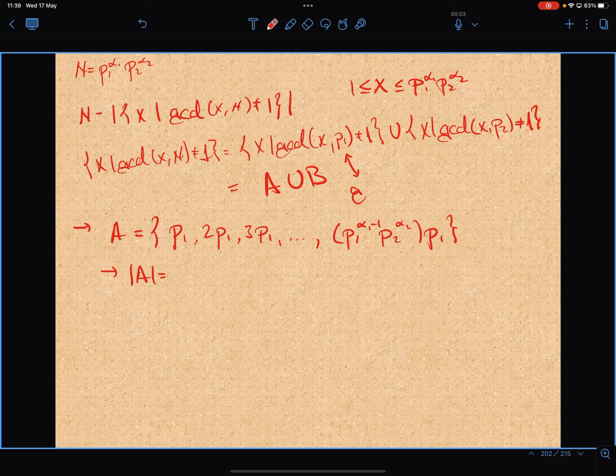These statements are equivalent. GCD of x and P1 alpha 1 not equal to 1 is equivalent to GCD of x and P1 not equal to 1. Because if it's true for the alpha 1 case, then that means that they have a factor in common. And since P1 is prime, then they must have P1 in common at the very least.